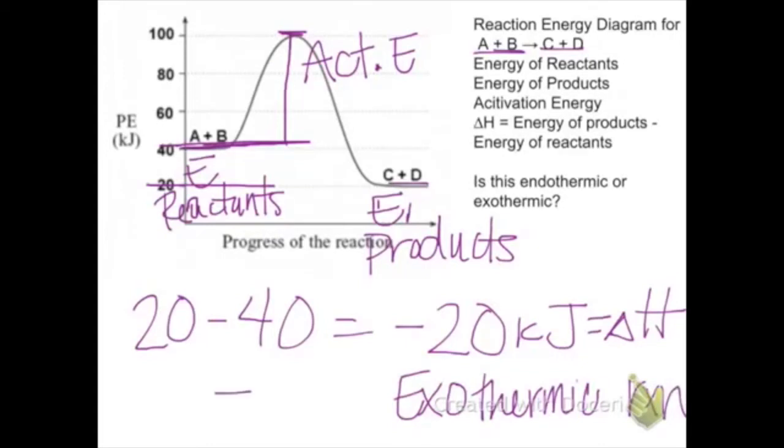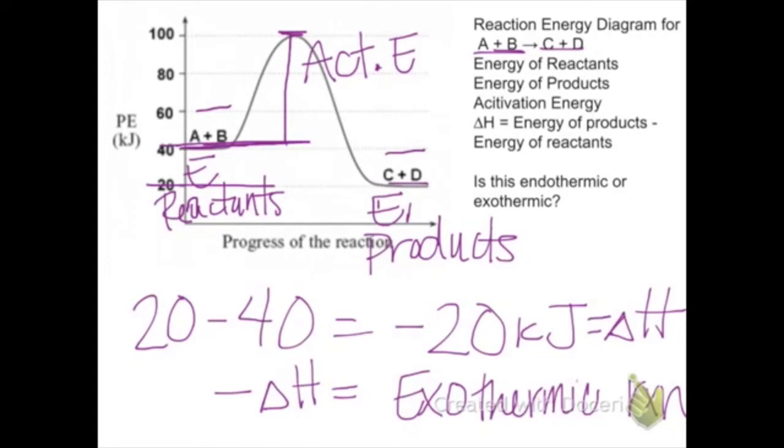Think about it like your bank account. If you give money away to somebody, what happens to your bank account balance? We're going to be in the red, negative numbers. You're taking away money, so it's an exothermic reaction. Did I really have to do all this math just to see that my products are lower in energy than my reactants? You really don't. Anytime you look at a graph and you see that your reactants are higher up than your products, the shape of the graph tells you it's an exothermic reaction.